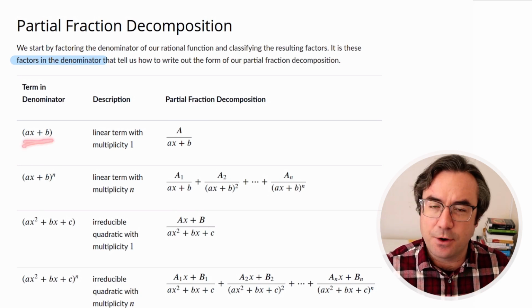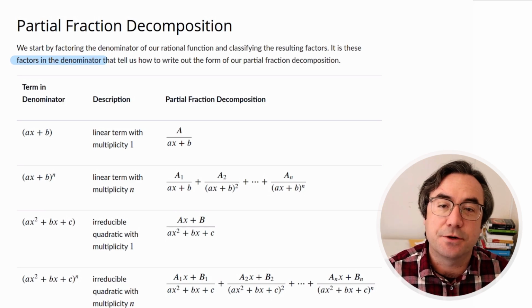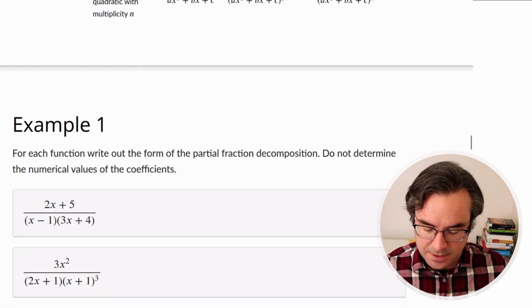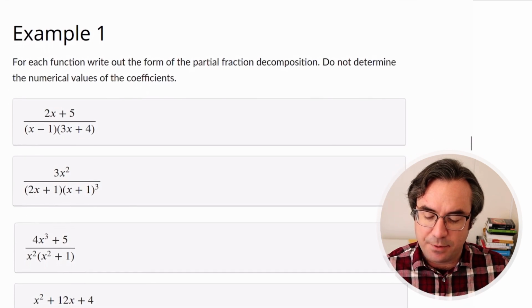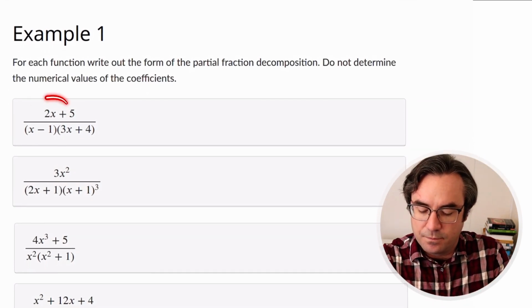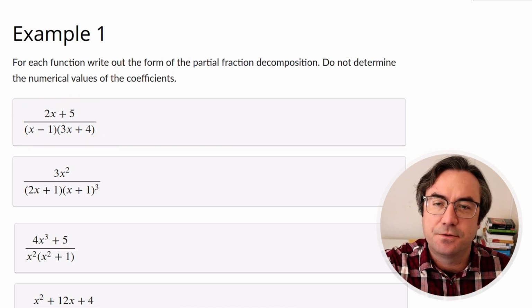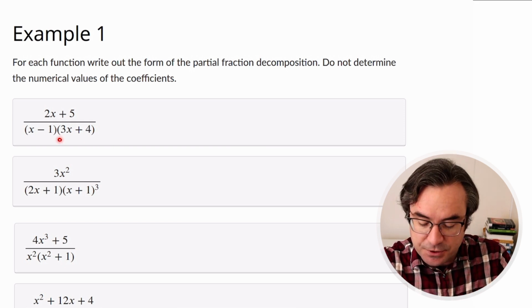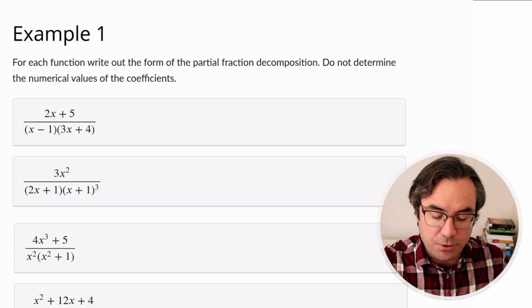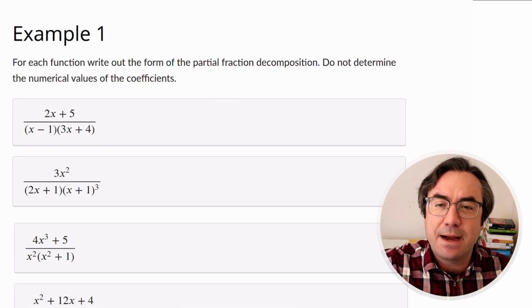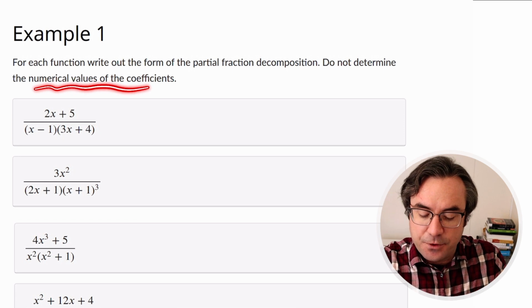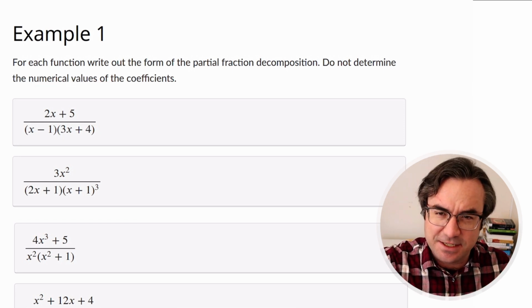Let's look at an example though where we have a linear term. We're just going to look at that example that we had right on the first page there. So this function, 2x plus 5 over x minus 1 times 3x plus 4. And we're just going to write out the partial fraction decomposition. We're not going to figure out the numerical coefficients just yet. We're just going to see how this works.